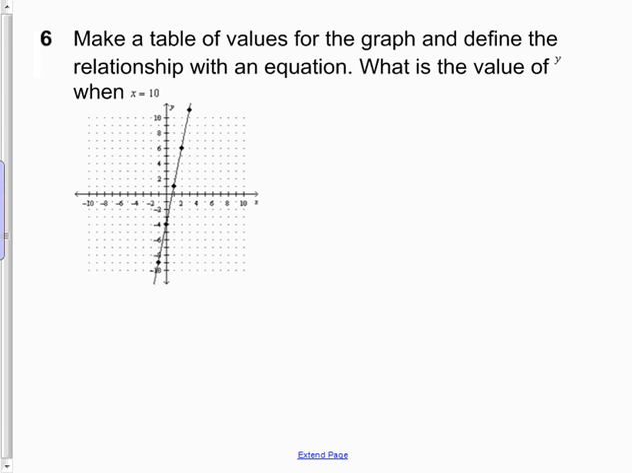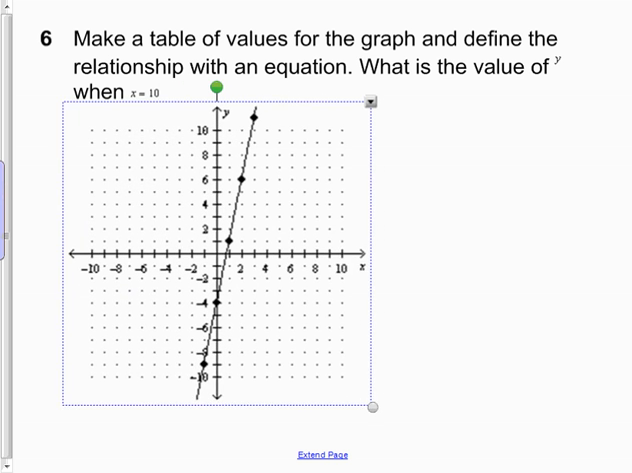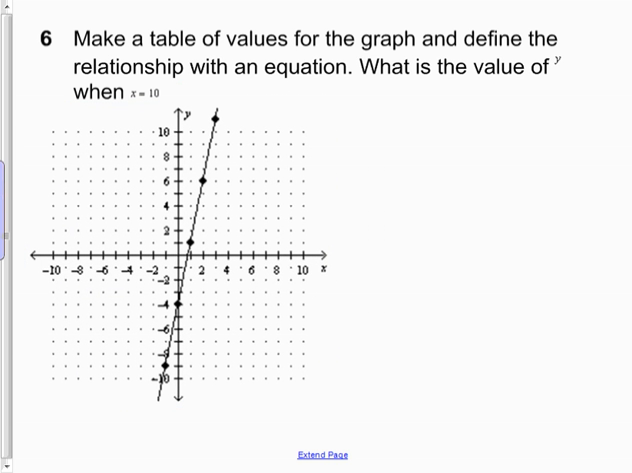Question 6 gives you a graph and tells you to make a table of values for it. Okay? So if we take this one, what is the value of y when x is 10? First thing I need to do is plot 3 points. So I'm going to start with just those 3 red points. My table of values will go x and y.